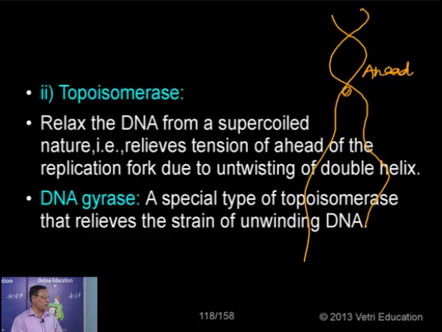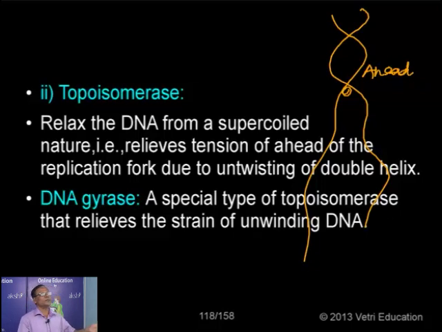There is also another, more specific enzyme you can have, for example in an RNA virus, say an example of a retrovirus, the AIDS virus, the HIV virus. We have an enzyme called gyrase. It is also a protein. So this DNA gyrase is found in some cases. It is a special type of topoisomerase responsible for relieving the strain of unwinding DNA. Strain, the force, actually the tension.